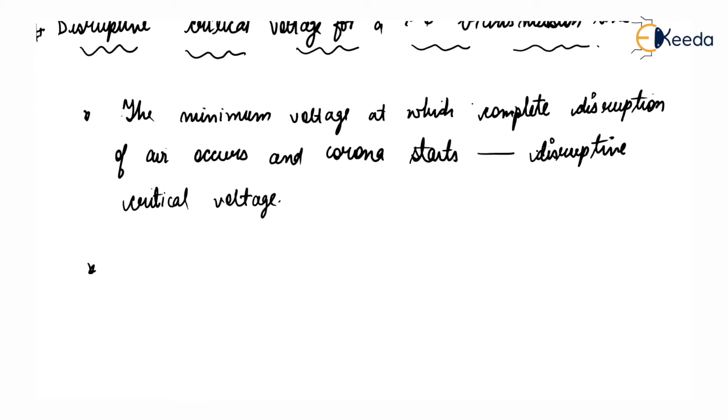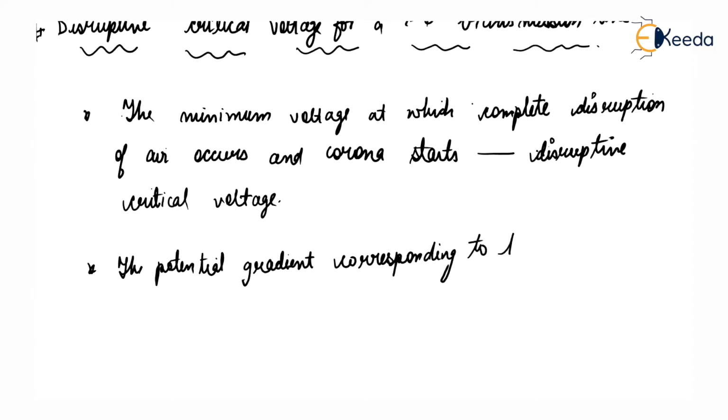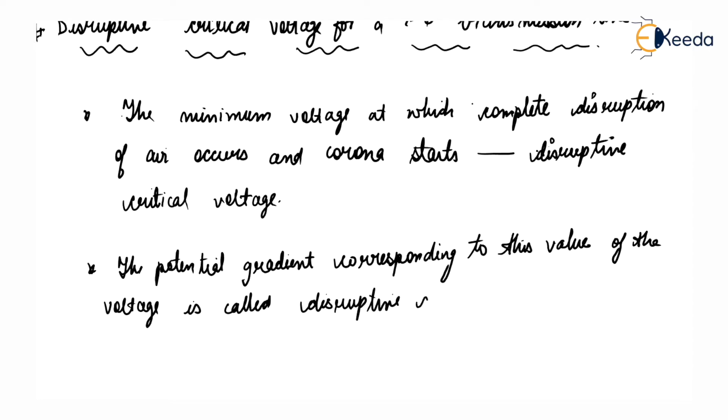Next, the potential gradient corresponding to this value of the voltage is called the disruptive critical voltage gradient.